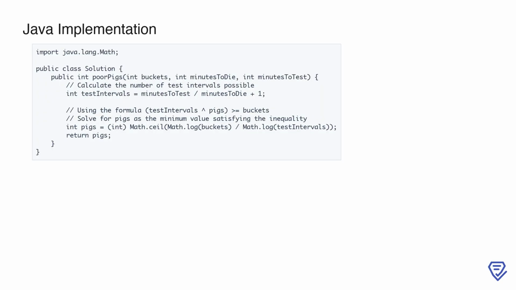This is the Java implementation of the LeetCode problem number 458, Poor Pigs. The logic mirrors the Python implementation, with the primary difference being Java-specific constructs like Math.log for logarithmic calculations and type declarations for variables. The formula, test intervals ^ pigs = buckets, is used to determine the minimum number of pigs required, where test intervals is derived from the total test duration divided by the time it takes for a pig to die. The result is calculated as the ceiling of the logarithmic ratio.